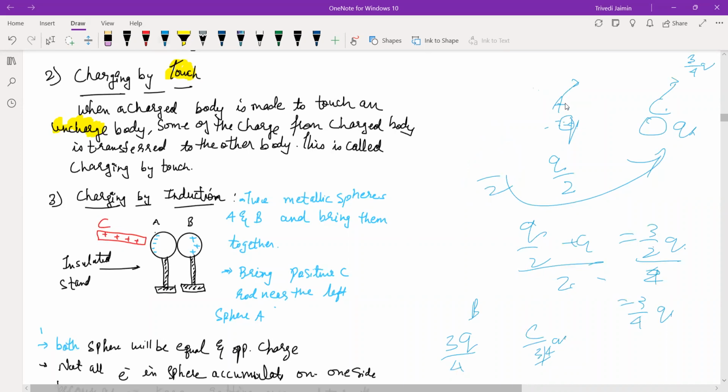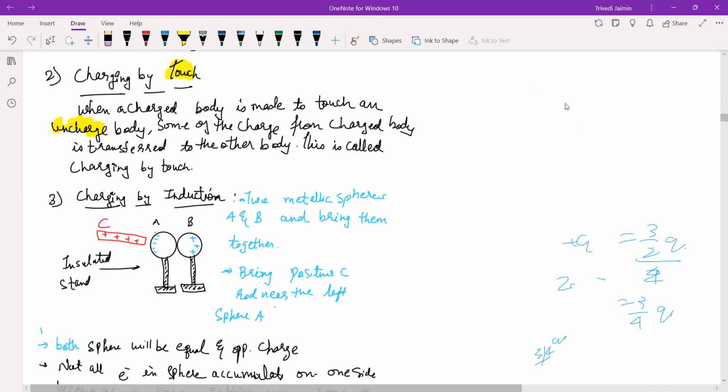So when this uncharged body is brought nearby, it was touching A, then after that it was touching B, the charge will be divided into half. Okay, so when a charged body is made to touch an uncharged body, some of the charge from the charged body is transferred to another body. So this is called charging by touching.